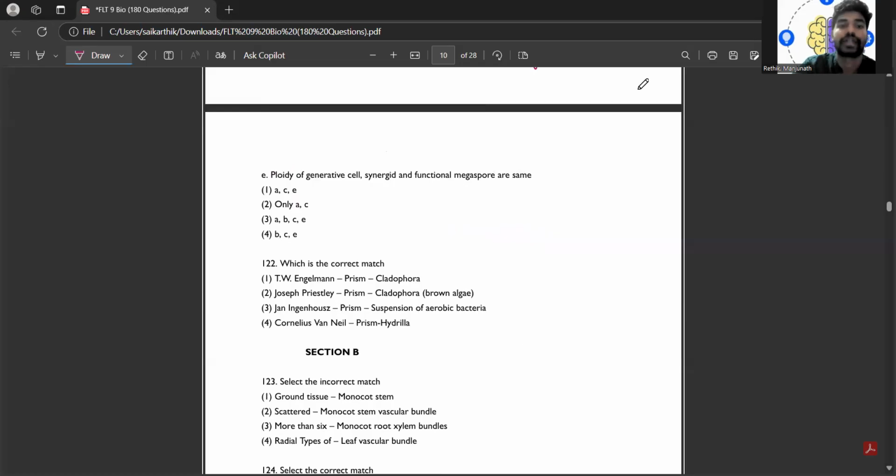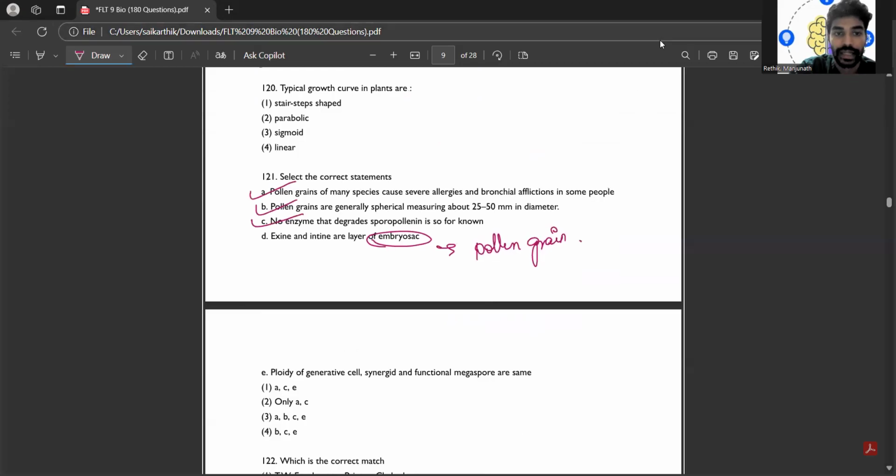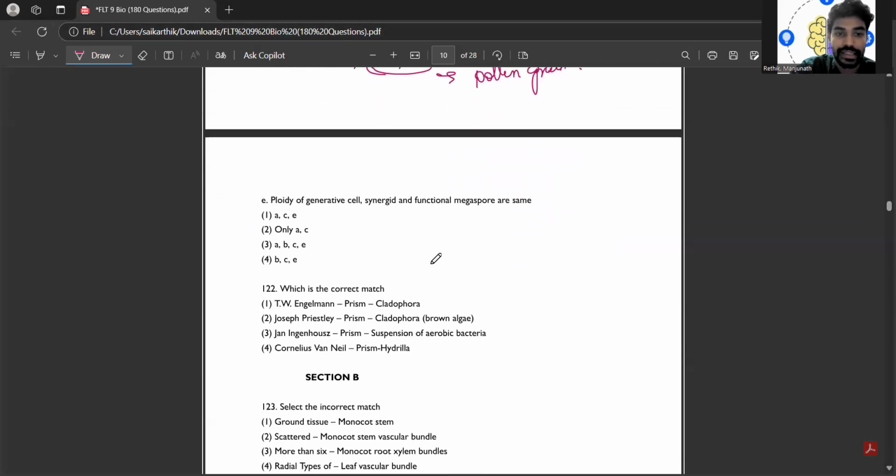Then we have the E question. So E is the ploidy of the generative cell, synergid and functional megaspore are same. So what would be the correct now? A, B, C, not D, rather E. A, B, C, and E. That is the third one is correct.